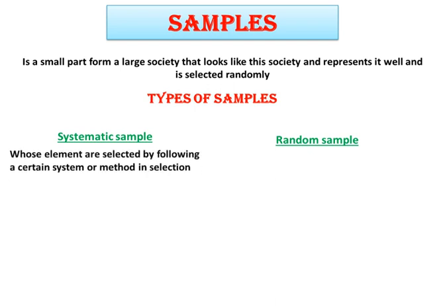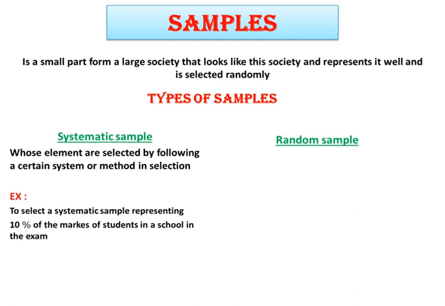What about a systematic sample? Its elements are selected by following a certain system or method. In selection, we use a regular way to select the elements. For example, select a systematic sample representing 10% of the marks of students in a school in the exam. We select in a regular way the 10 students in each 10 instances.